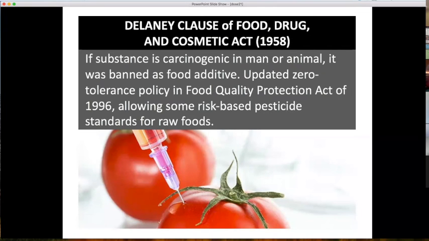The Delaney Clause says that if you know something is toxic, then you can't put it in our food. Pretty simple law.